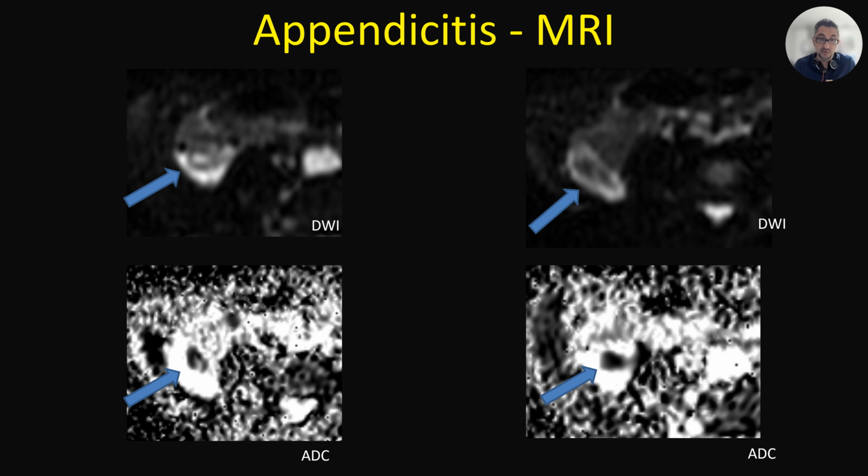Also, diffusion-weighted MRI is very reliable for both diagnosing inflammation in the appendix and for abscess collections. The diagnostic accuracy reaches up to 100%. Here is an example of appendicitis. This is an inflamed appendix, and you can see the increased signal intensity on the DWI. There was also a small pocket of abscess in this case.